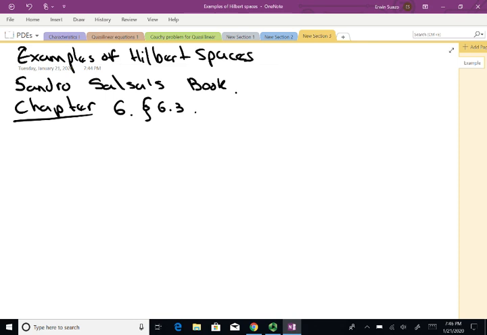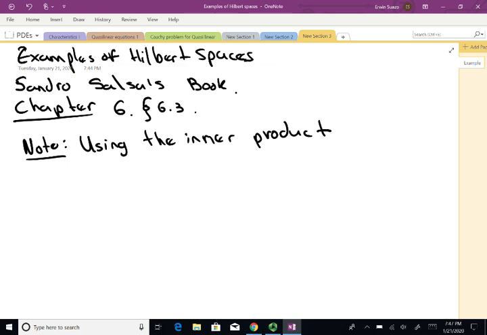recall that, with the inner product, right? Note, let's say a note. Using the inner product in the vector space, right? Of the vector space, we can define a norm.